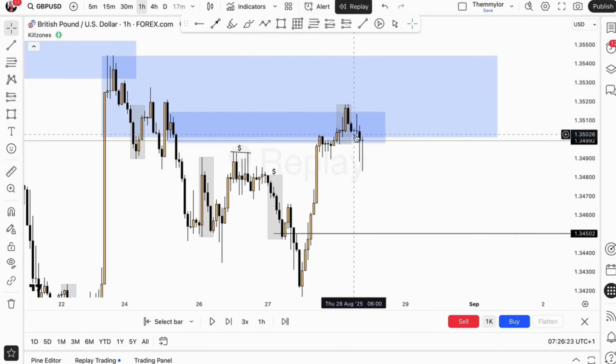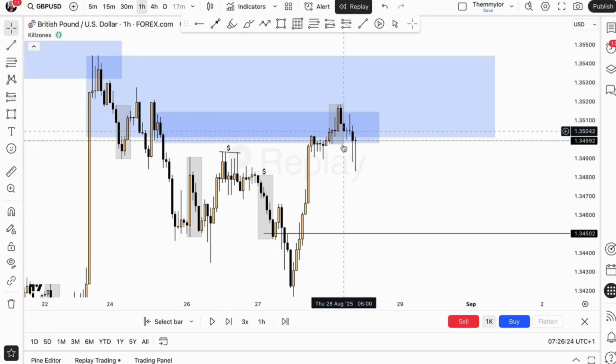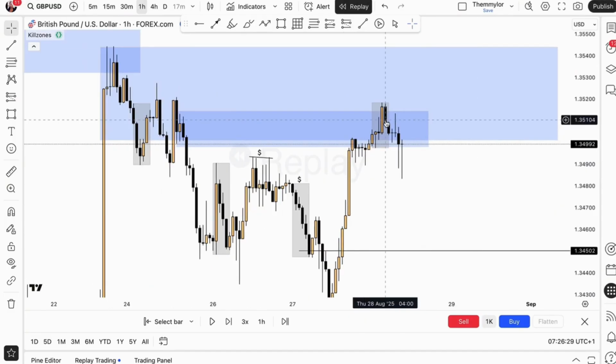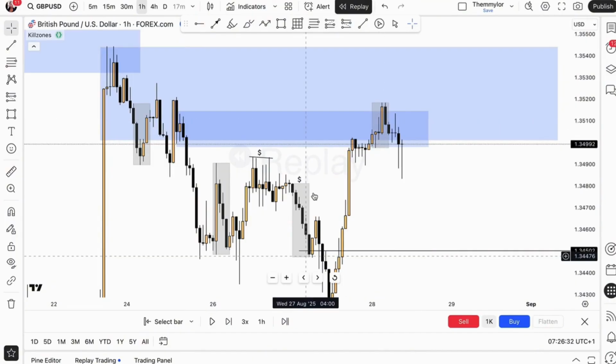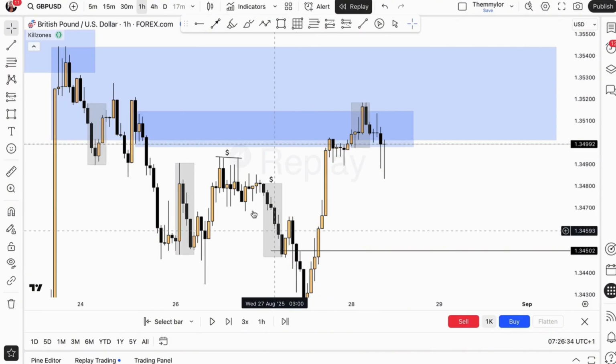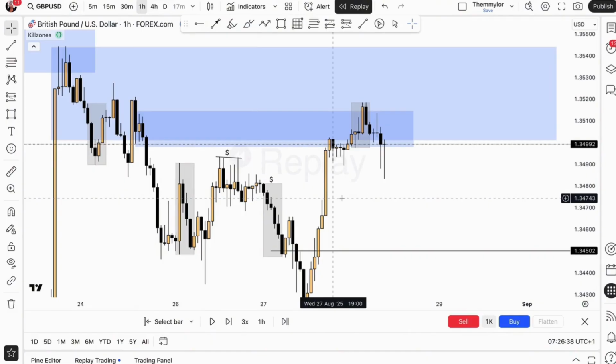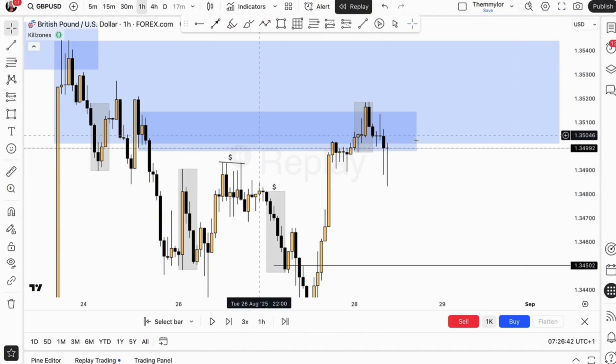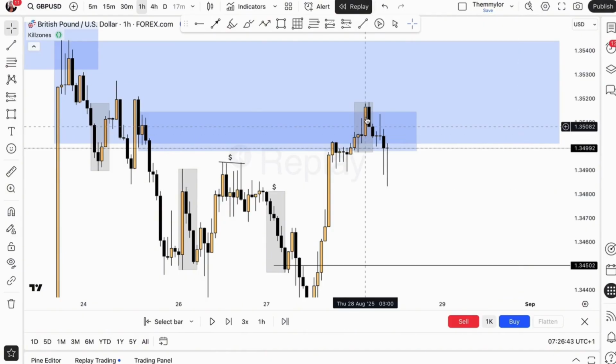So coming to the chart now, we can see that during the Asian session, if you are here to watch my Asian session video, please do that. These boxes that you see right here, they represent the Asian session. That is the movement that happened during the Asian session. I use this, it's very important to me. So you can see that the Asian session moved past this particular supply zone.